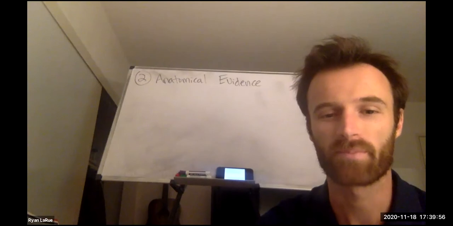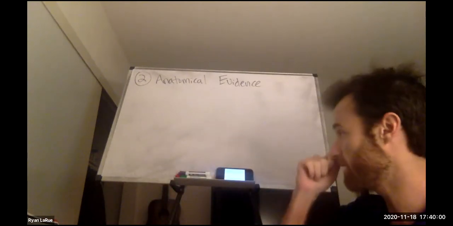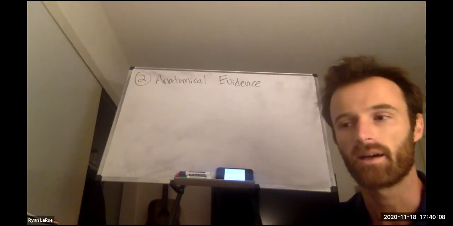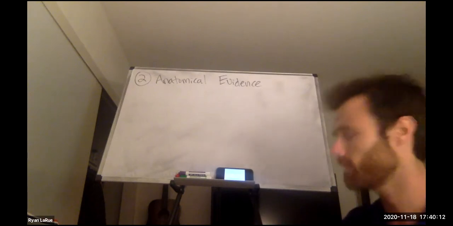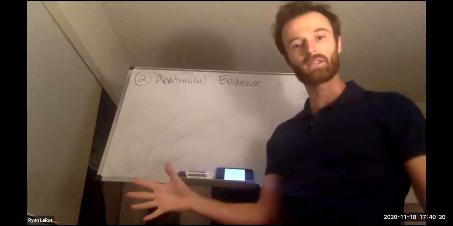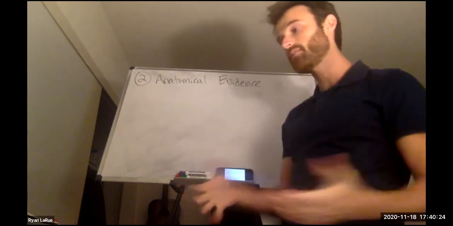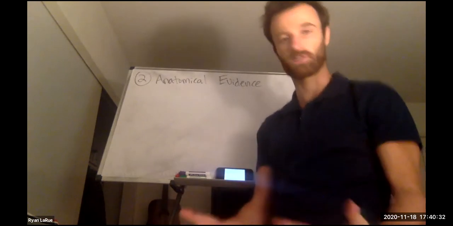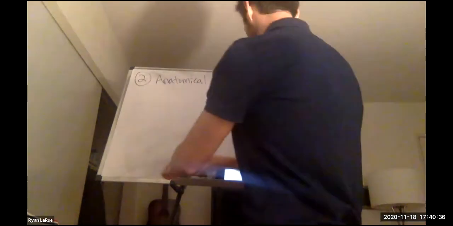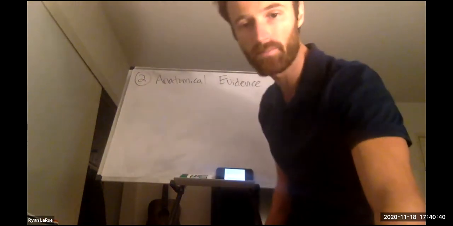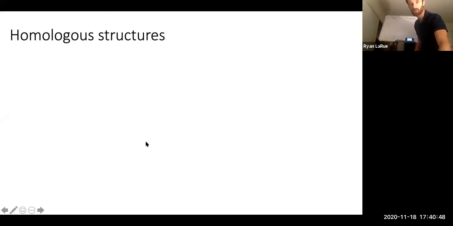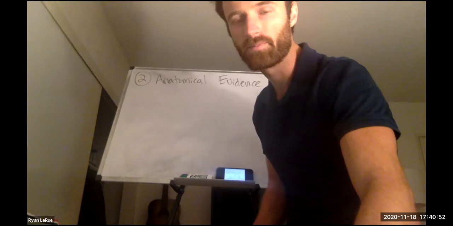But anyway, back to this. Anatomical evidence is the second category of evidence that is supporting evolution and supporting this idea that there's a common ancestry amongst organisms. As they went to new locations on the planet, as they were exposed to new environments, they started to look different. There was this modification, this adaptation to the environment. So let's start by talking about homologous structures. That's the first piece of anatomical evidence, homologous structures. And then we'll come back to this in a moment. But let's define it.